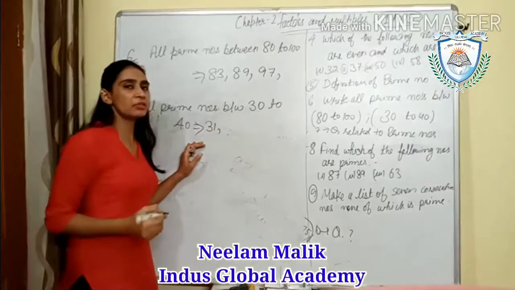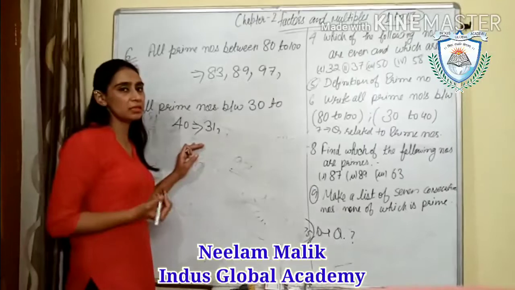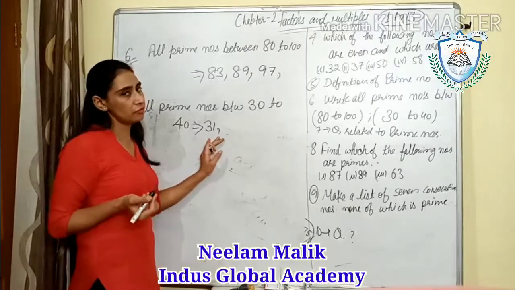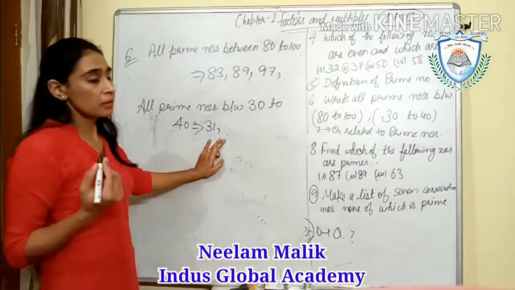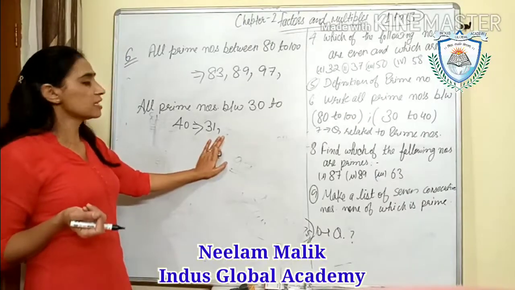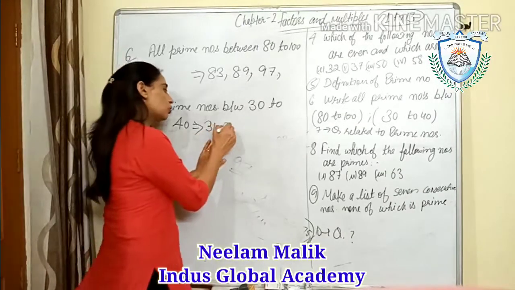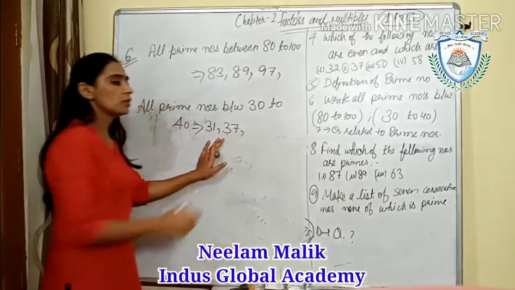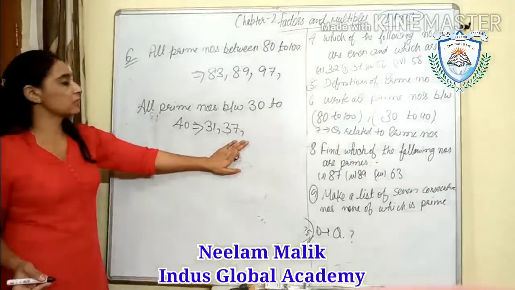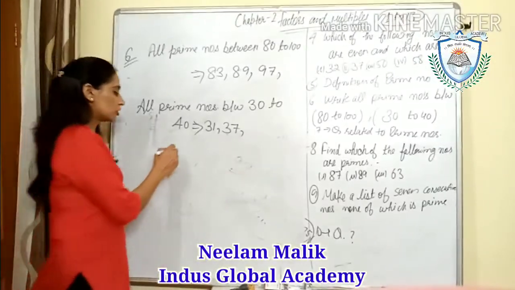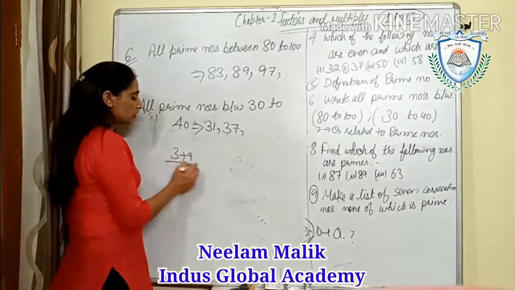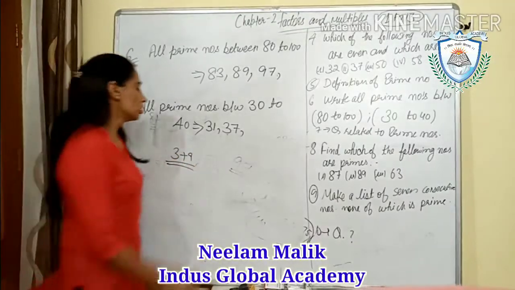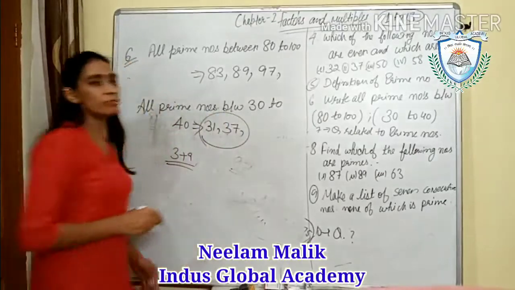Another one is 33, that is divisible by 3. Another is 35, that is also divisible by 5 and 7. Next is 37. 37 is not coming in any table. Next is 39. 39 is also divisible by 3 because the sum of digits is 12. So only these two numbers.